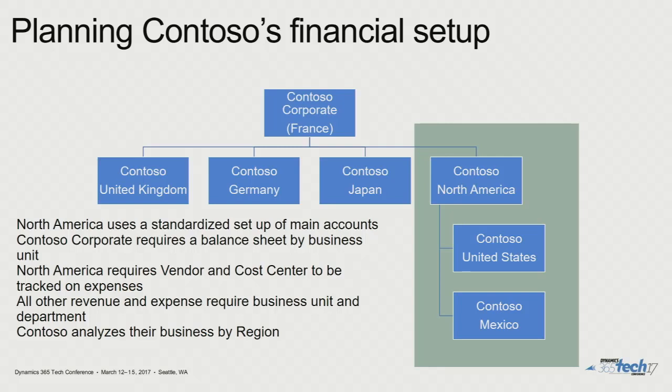Focusing on North America, here are some of the requirements for Contoso North America. We use a standardized setup of main accounts. We require a balance sheet by business unit. North America also requires vendor and cost center to be tracked on all expenses, and all other revenue and expenses require business unit and department. And then Contoso analyzes their business by region. So these are the different requirements that we're going to go through configuring throughout the course of the demos.